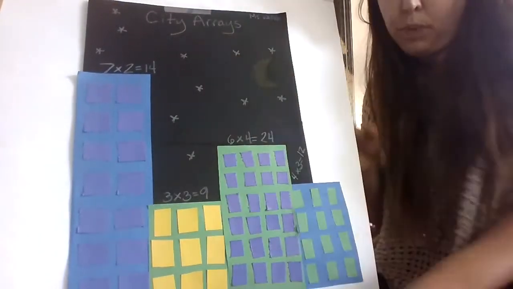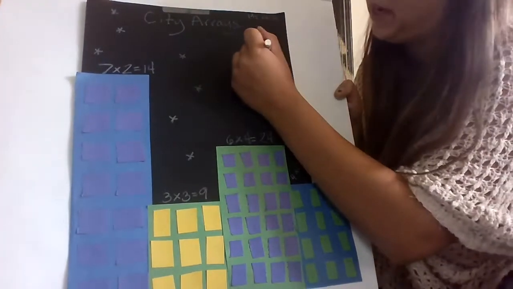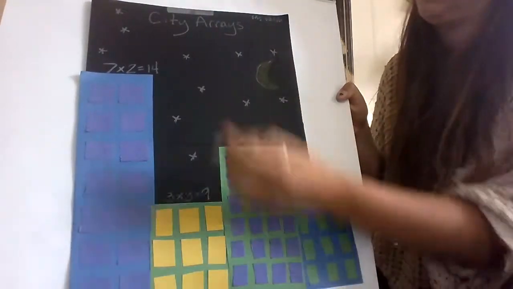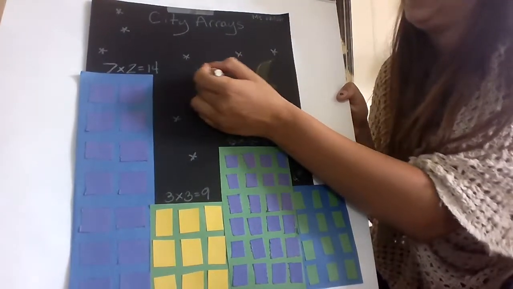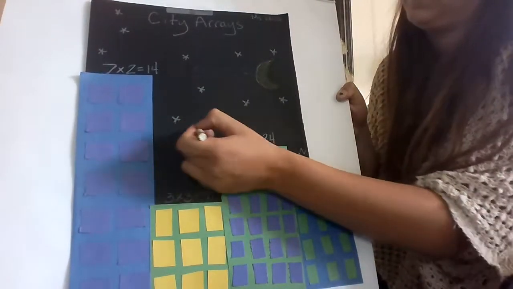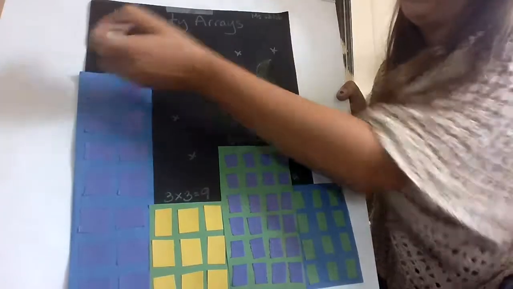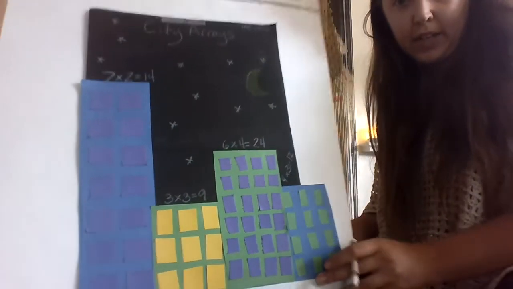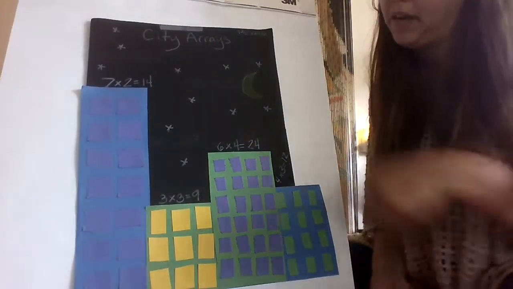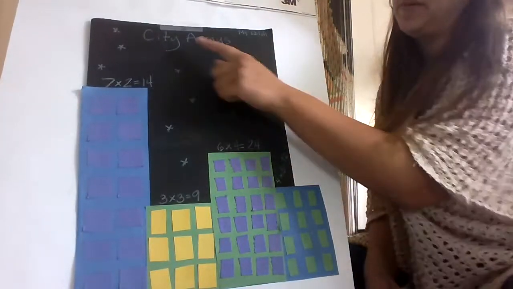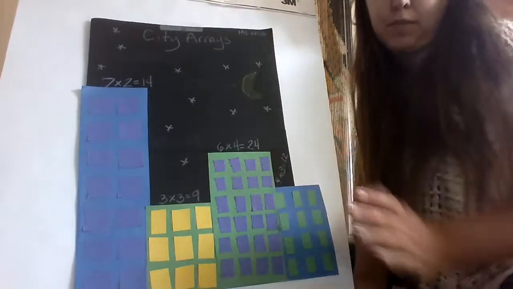But yeah, at this point, I'm just having fun. I'm trying to just make, maybe I'll put a little cloud here, a little cloud here, a little cloud here. Nice. And here is my city array. I made 4 buildings. I wrote 4 multiplication equations in my title, and then I just made it pretty.